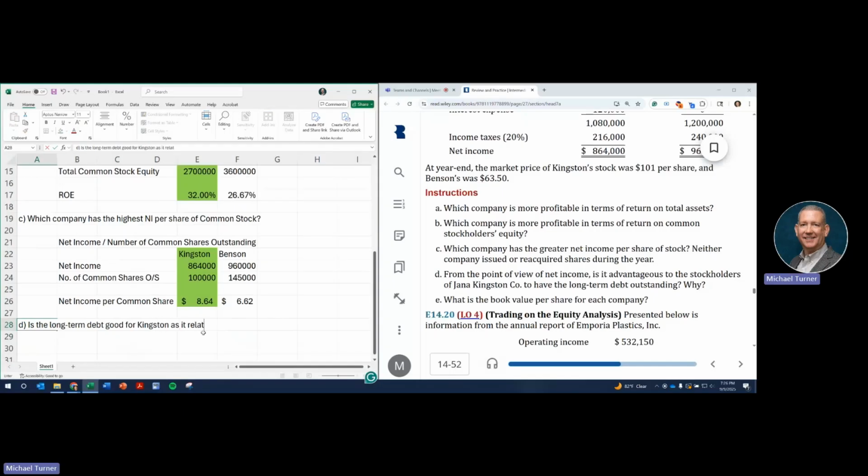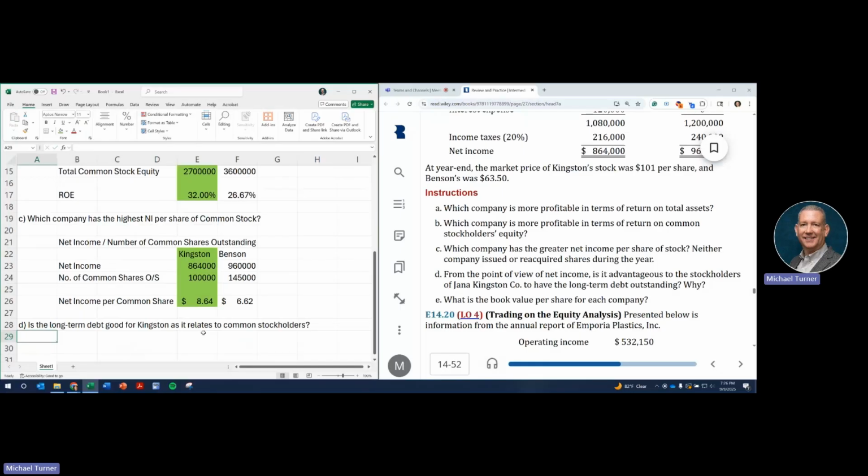Kingston, as it relates to common stockholders. Is this debt a good thing? So based on what we see above, yes, it is, because they're getting more earnings per share. We saw that in C above.